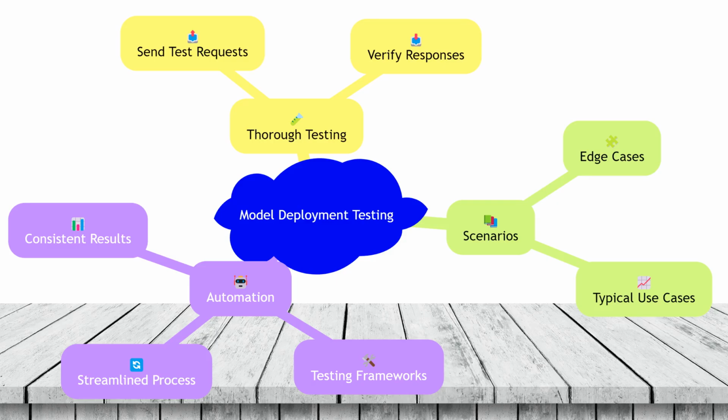Once the model is deployed, it is crucial to test it thoroughly to ensure it performs as expected. This involves sending test requests to the endpoint and verifying the responses. Testing should cover various scenarios, including edge cases and typical use cases, to ensure the model handles all types of input gracefully. Automated testing frameworks can be used to streamline this process and ensure consistent results.